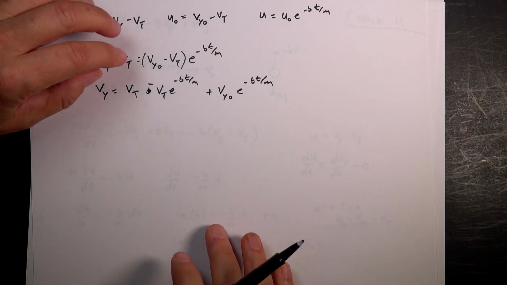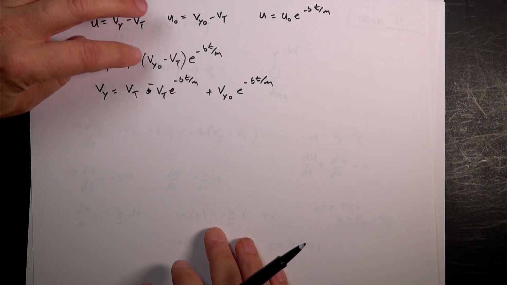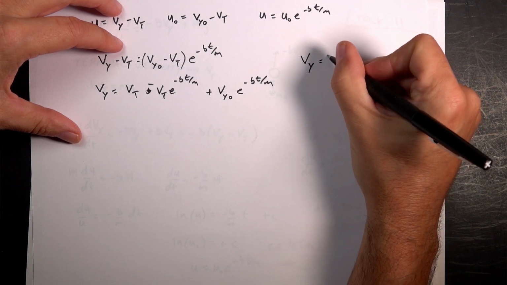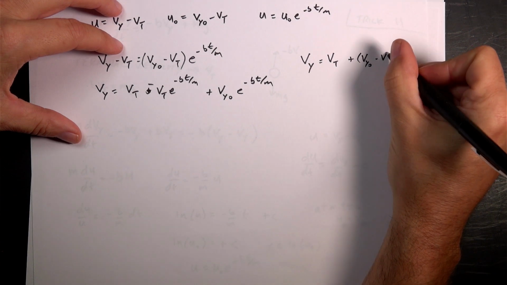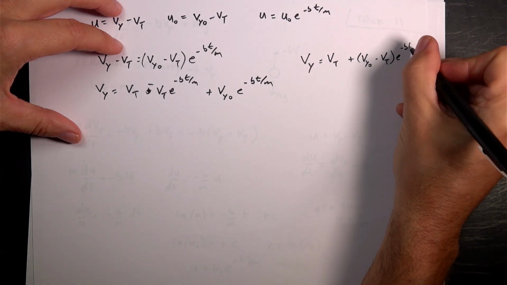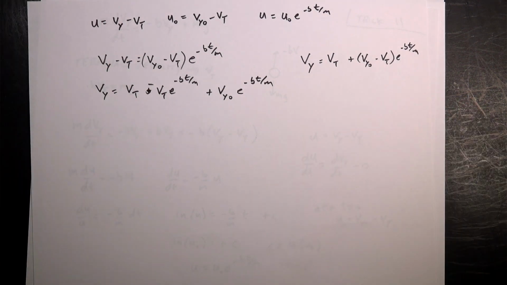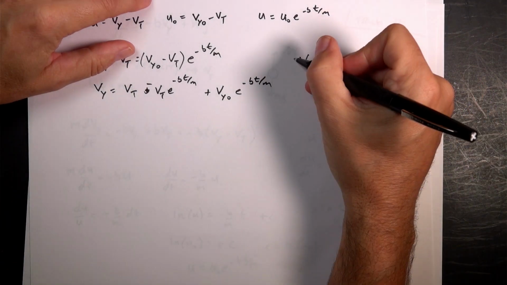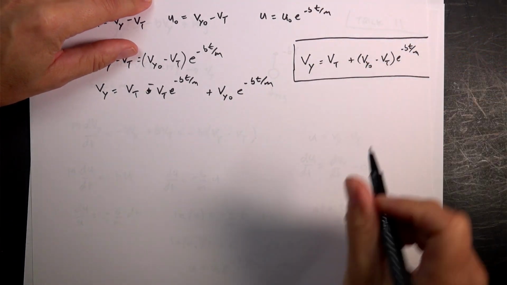but I shouldn't. I should keep it in terms of this, right? I'm going to write it like this. So vy equals vt plus (vy0 minus vt) e to the negative bt over m. That way I only have one term with a t in it. I think that's going to make it a little bit easier. Okay, so again, that's actually important. That's my velocity as a function of time in the y direction. I'm going to put a box around it.